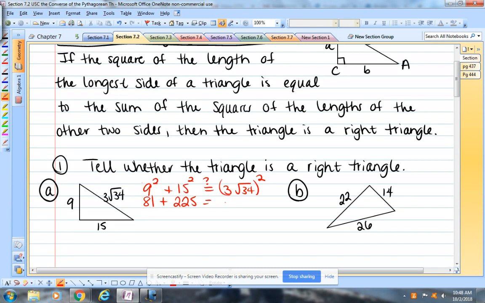And this 3 radical 34 squared, you got to square everything. So what's 3 squared? And radical 34 squared, you cancel the radical and you just get 9 times 34, right? See that? Square the 3, and then square the radical just leaves you the inside. And 9 times 34 is 306. If I add 81 and 225, do I get 306?